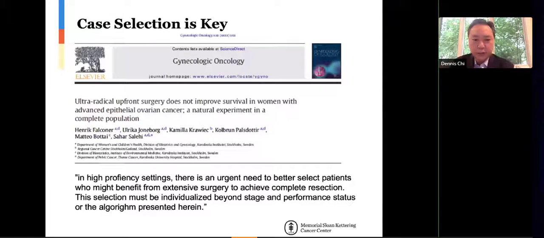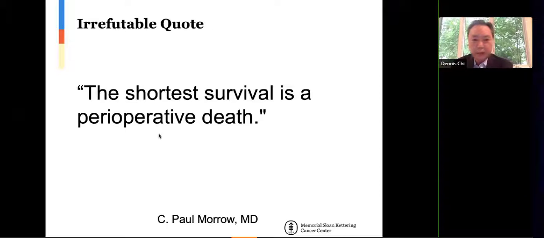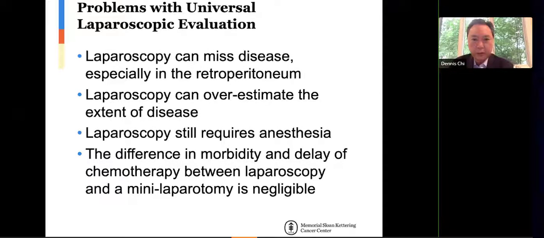But this is just one study. And I think the problem is that, as C. Paul Morrow said, the shortest survival is a perioperative death. So again, patient selection is very, very important when you're deciding on whether to do primary debulking or neoadjuvant chemotherapy.